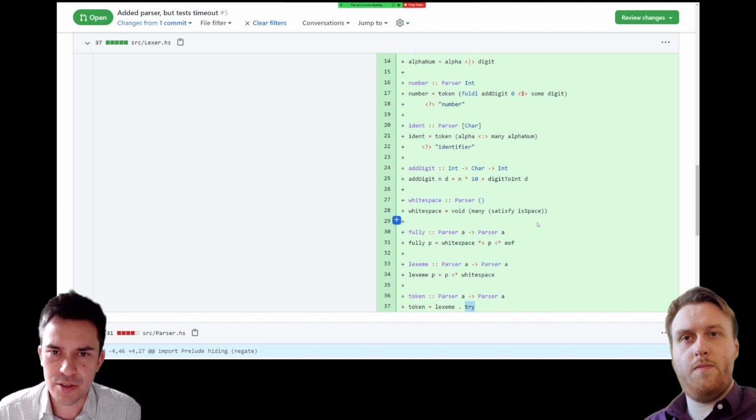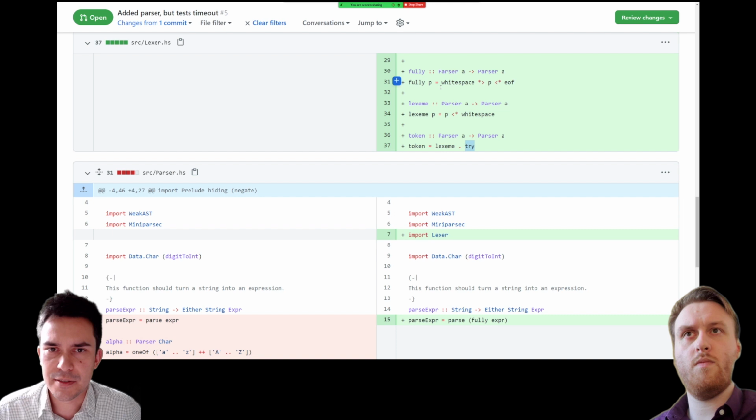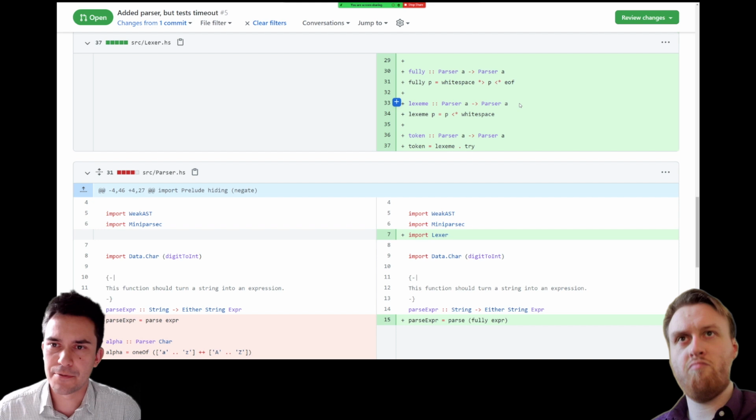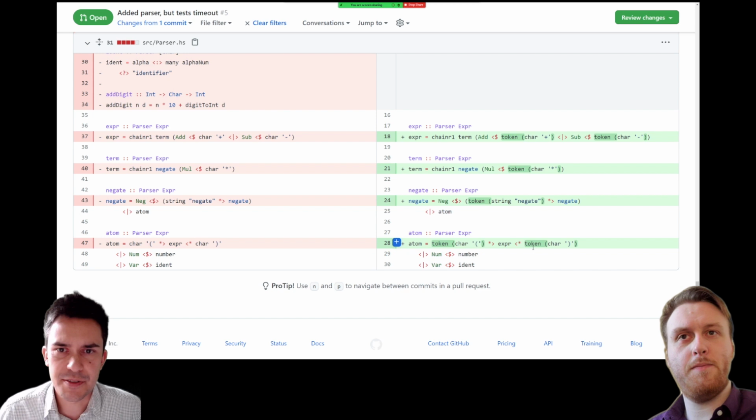And then if we actually go to the parser itself, I'm basically saying all you need to do is you need to parse fully. And what fully does, if you go back up, it checks to see if you've got some white space. Then it does the parser itself and then checks for EOF. So that's sort of fully parsing a string at the beginning. Okay, yeah, that looks good. And then if we look at the rest of the parser, okay, so you've just added some tokens around. Exactly. So we've just added token surrounding everything so that we're protecting those things and dealing with white space implicitly everywhere. Okay, great.